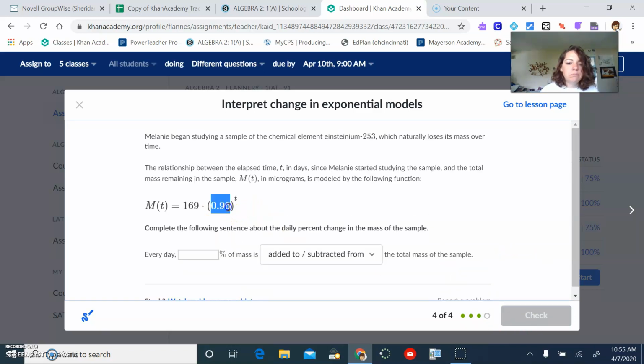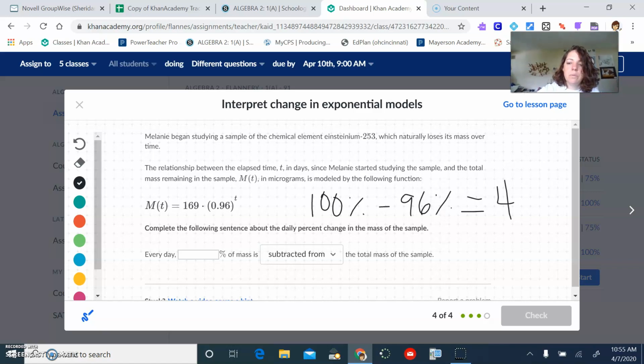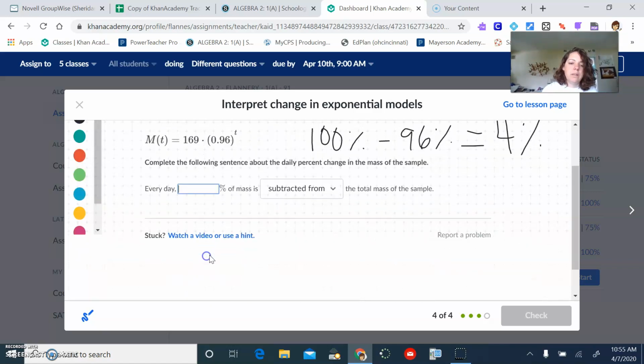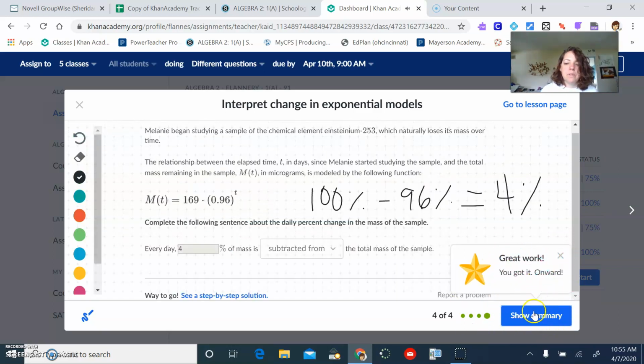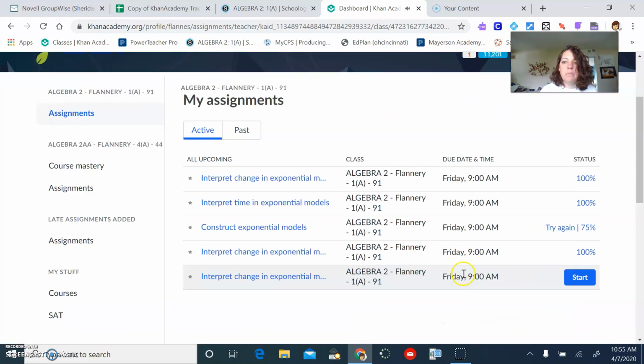Bigger or smaller than 1? Smaller. So it's going to be subtracted from. How much smaller is 96% from 100? Well, it's just 4% smaller. So they're asking for the percent this time, so they want 4%. Okay, got the idea? All right, I'll do another video in a minute about the other ones.